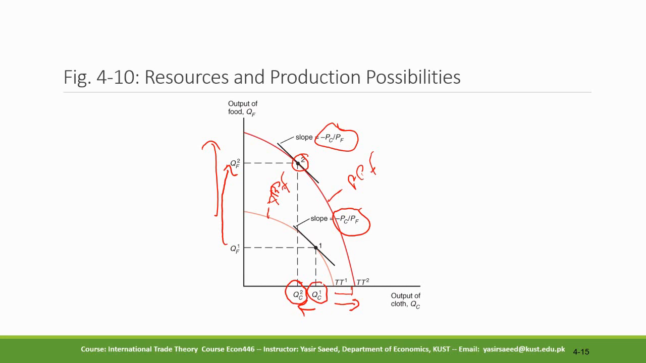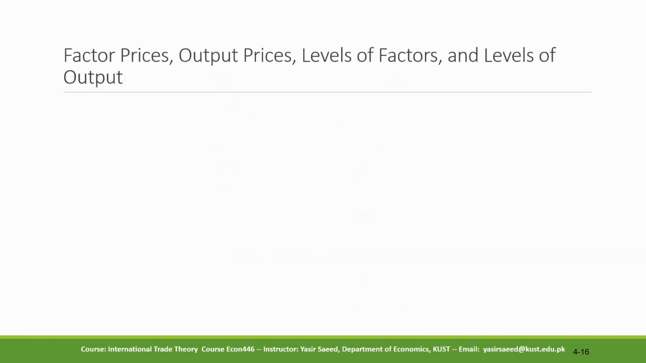Students sometimes get confused between the production possibility frontier and the actual output. The actual production possibility frontier increases for both goods. Why? Because we have more resources, we can produce more of both goods. But the actual output of cloth in the economy decreases. Why? Because we allocate the resources of the cloth sector to the food sector.